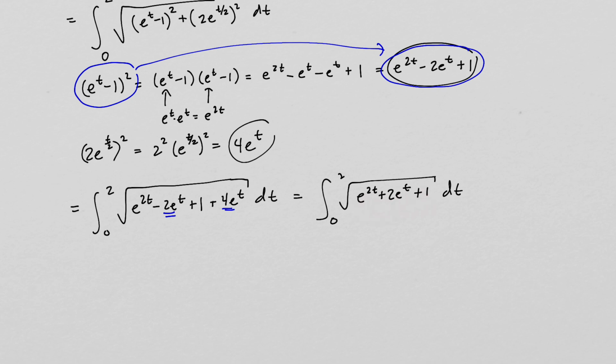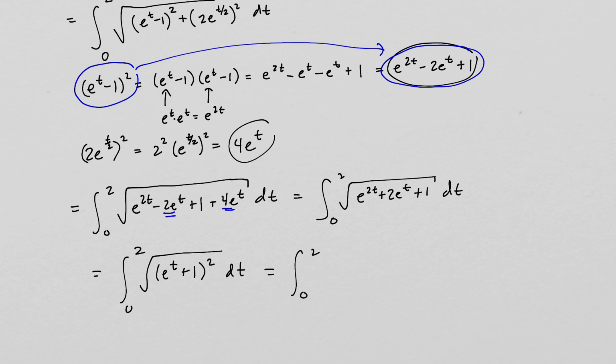This is very similar to this. In fact, the only difference is now we have a positive here instead of this negative. So this is going to factor exactly like this, except that we will have a plus sign here. And so this becomes the integral from 0 to 2 of the square root of (e to the t plus 1) squared.